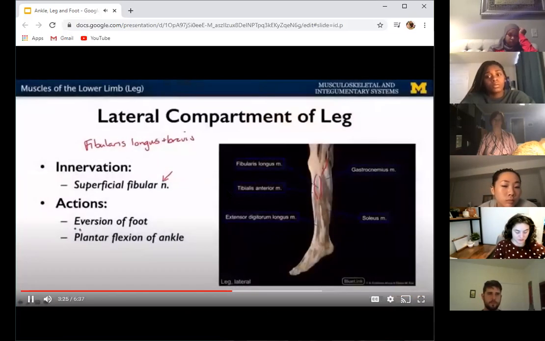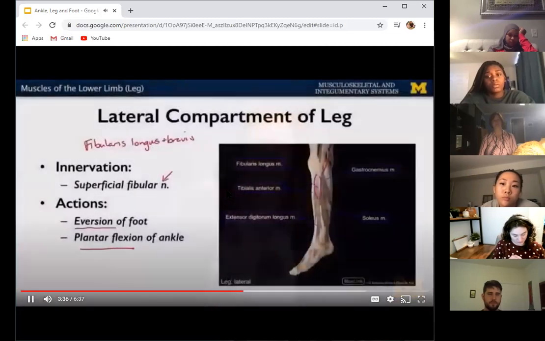So remember, the tibialis muscles are going to play a role in terms of inversion of the foot, so the fibularis muscles are going to be eversion of the foot, so allowing for the sole of the foot to move more laterally. Also, they're going to play a very, very weak role in terms of plantar flexion.